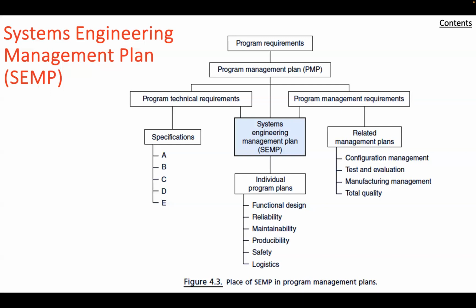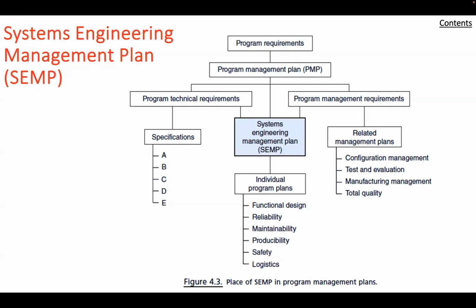3, engineering specialty integration. This describes how the areas of specialty engineering are to be integrated into the primary system design and development, including 1, reliability, maintainability, and availability, also called RMA engineering. 2, producibility engineering. 3, safety engineering, and 4, human factors engineering.